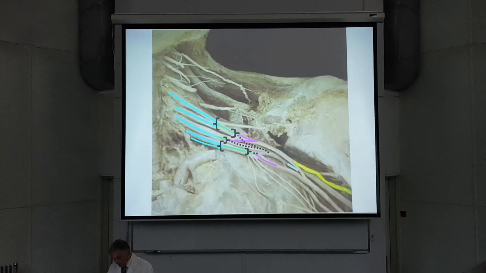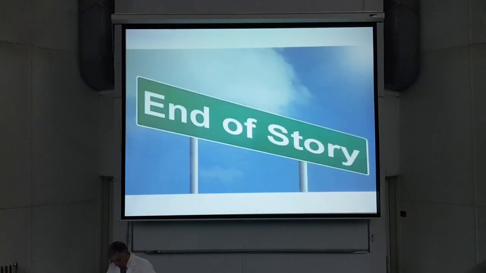and three posterior divisions make posterior cord. These two anterior divisions are going to share in the formation of the median nerve. And this is the ulnar nerve, and the three posterior will form the radial nerve. Thank you.